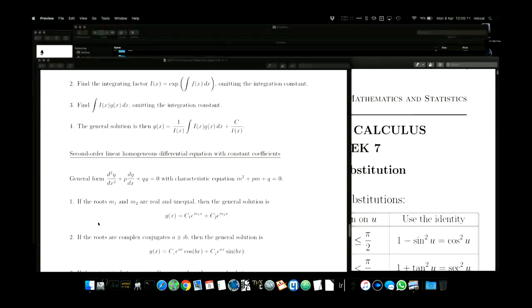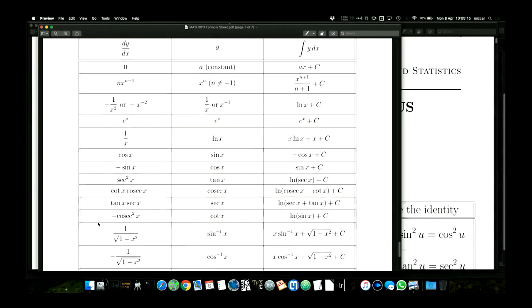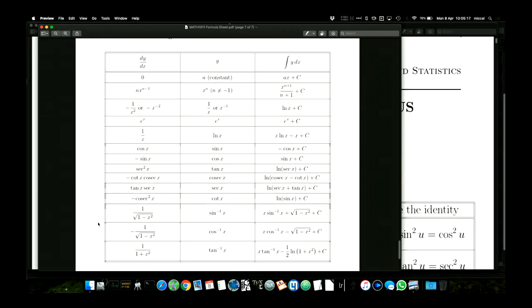When you look at the formula sheet, as I explained, this actually has, for integration in particular, a lot more information than you realise. The right-hand column is the integral.